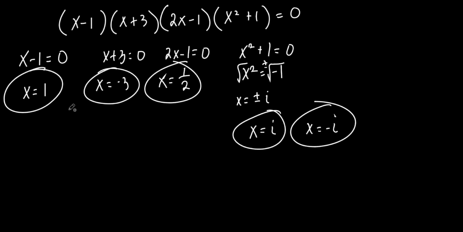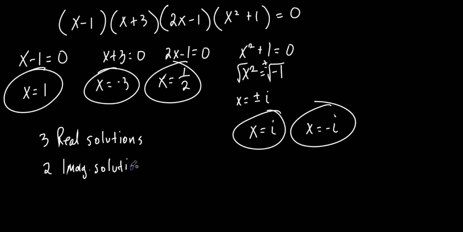How many real solutions do I have right here? How many real solutions? I got 5 answers, okay? How many? I got 3. 3 real solutions, correct? What are these? What would I call these solutions? I have 2 what? Imaginary solutions. Okay? With me on that? Okay.